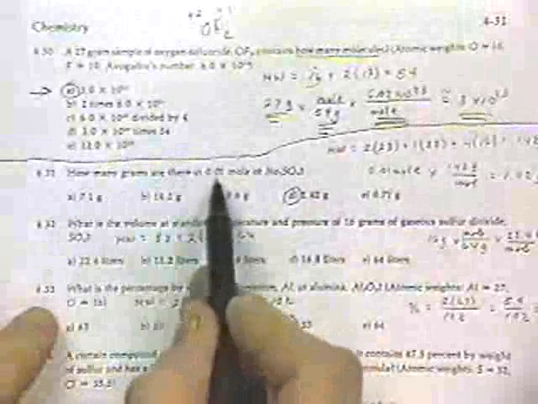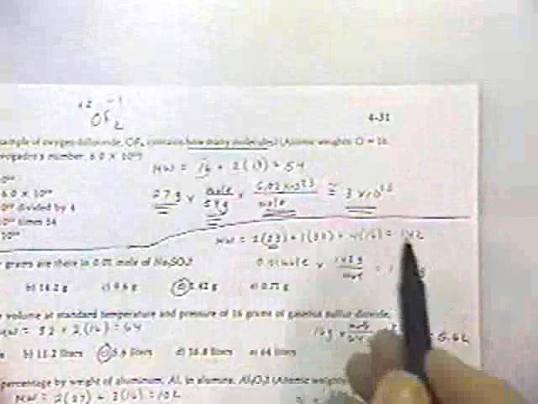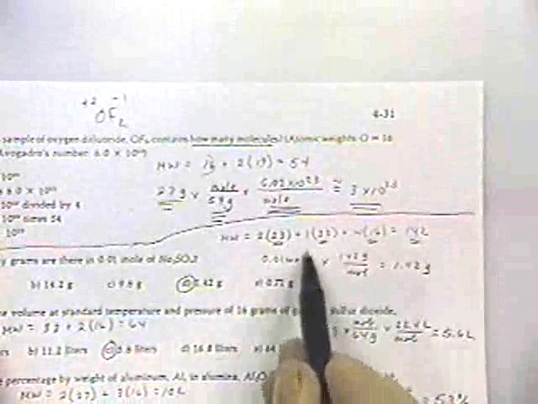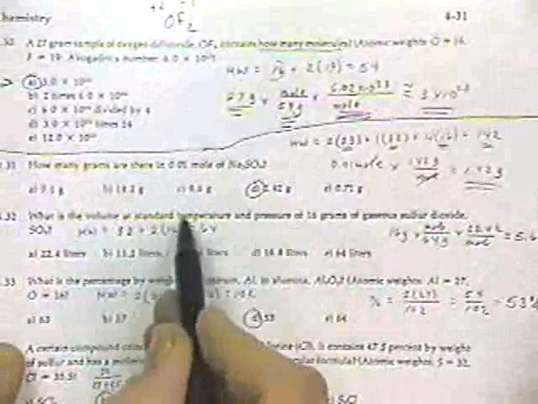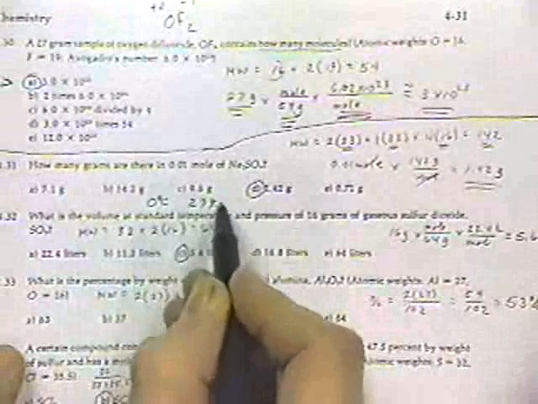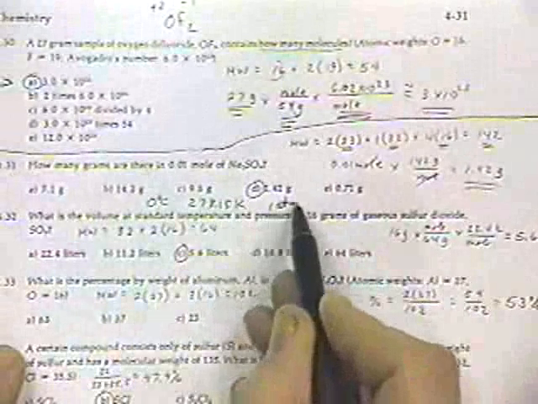How many grams are there in 0.01 moles of sodium sulfate? So what we have to do is calculate the molecular weight of sodium sulfate. Sodium, sulfur, oxygen, 142, 0.01 moles of it. There's the molecular weight. Cancel out the moles, and so there's 1.42 grams right there. What's the volume at standard temperature and pressure? Remember, standard temperature is 0 degrees Celsius or 273.15 Kelvin, and standard pressure is 1 atmosphere.